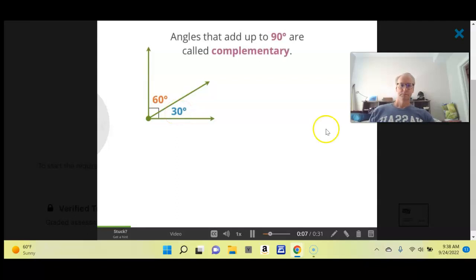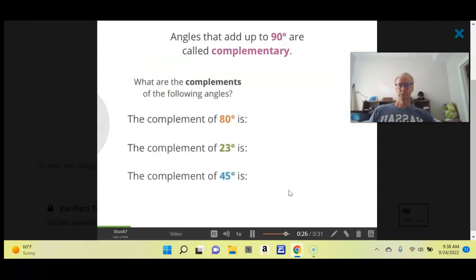Now, angles that add up to 90 degrees are called complementary angles. So these two angles are complementary. In other words, the complement of 60 degrees is 30 degrees, and the complement of 30 degrees is 60 degrees, because together these two angles add up to 90 degrees. So next, try finding the complements of angles measuring 80 degrees, 23 degrees, and 45 degrees.